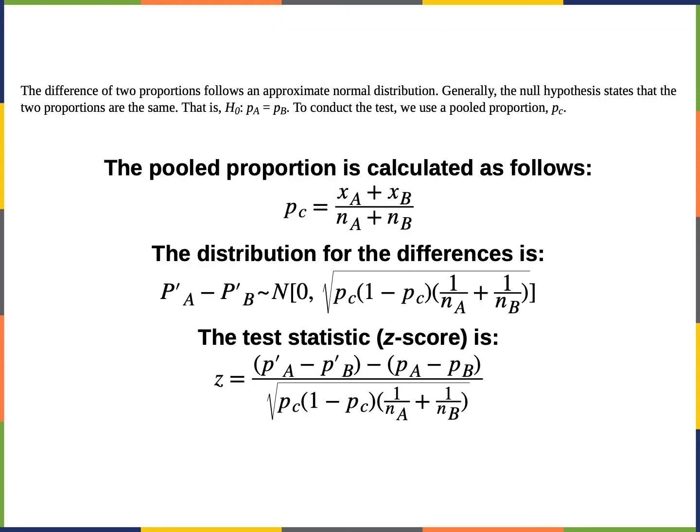The difference of two proportions follows an approximately normal distribution. Generally the null hypothesis states that the two proportions are the same. What we do is use a pooled proportion to conduct this test. Luckily for you, for this course you don't need to know how to do this because we're going to be using the calculator.